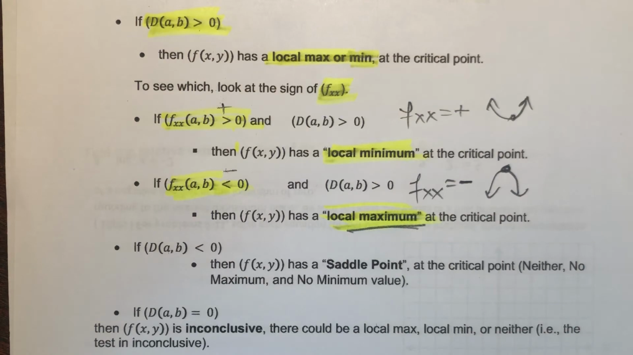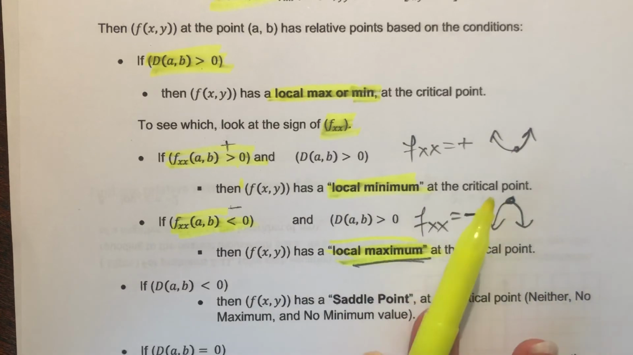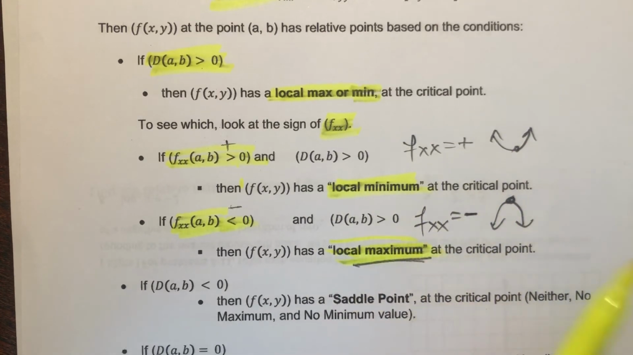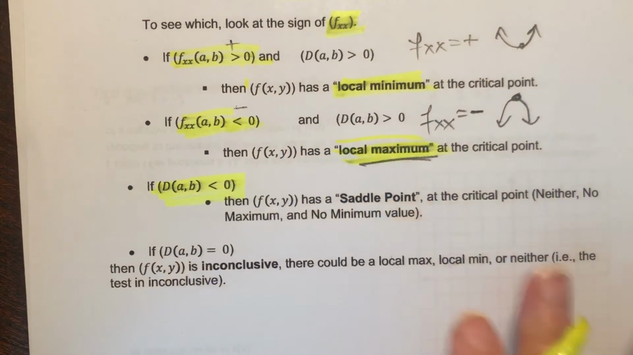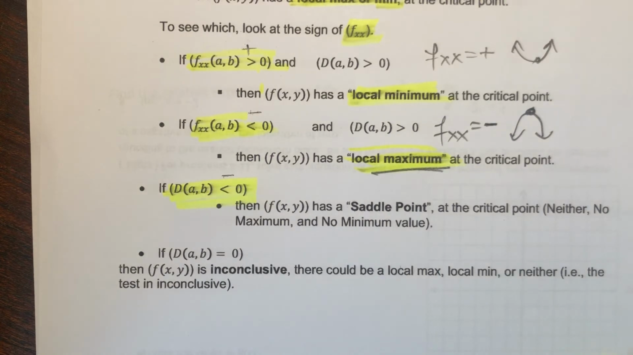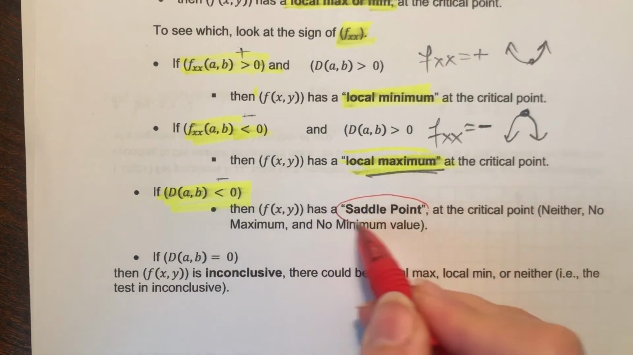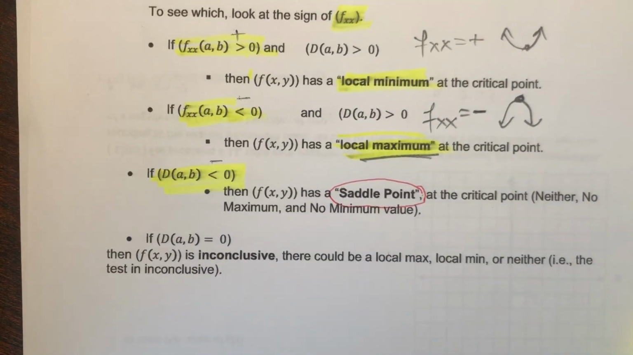Okay, but so that's it. If this D value comes up positive, you know for sure you have a min or a max, right? But which one it is, the tiebreaker, comes from just looking at fxx. Now, if that D value is negative, what it means is that you got yourself a saddle point. That's that third situation. I'll bring back that picture. We don't have a min, we don't have a max, we have a min one way and a max the other way. So you got yourself a saddle point.